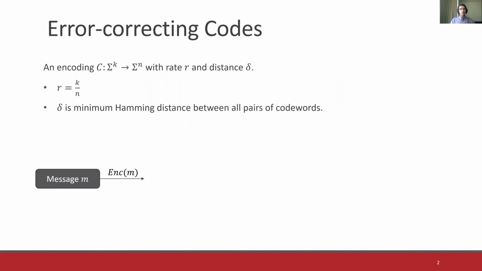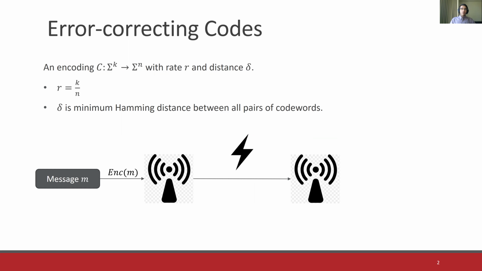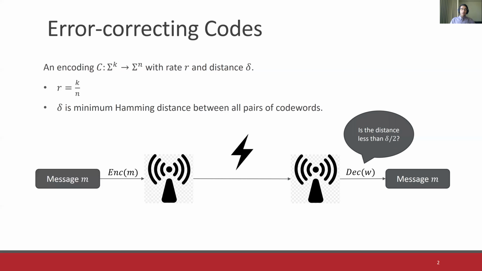And how is that helpful? Suppose we have a message M and we want to send this message to one of our friends. We first encode the message using this code and get a code word. Then we send the code word to our friend. And assuming during the transmission some noise happens and our friend receives a noisy word. However, if the noisy word has distance less than delta over 2, then our friend is still able to extract the message from it.